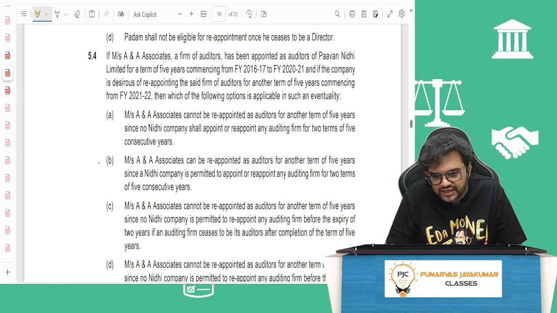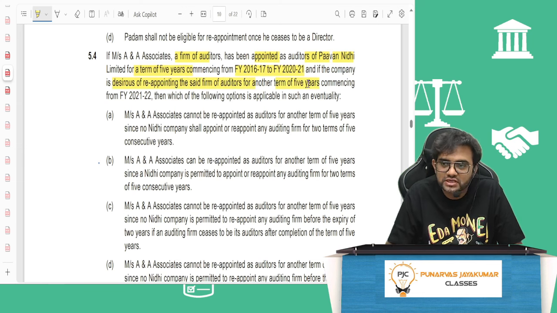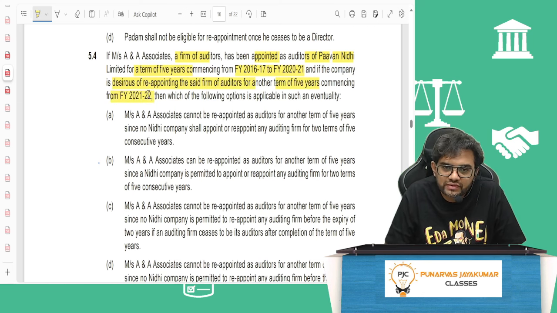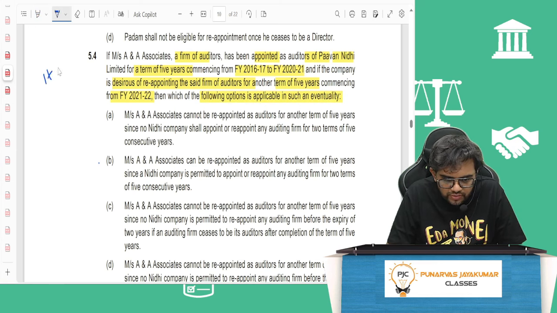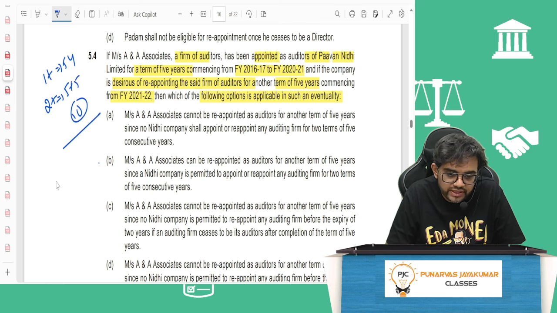If Messrs. A&A Associates, a firm of auditors, has been appointed as auditors of Pawan Nidhi Limited for a term of 5 years commencing from 16/7/2021, and if the company is desirous of appointing the said firm for another term of 5 years commencing from 21/22, which of the following options is applicable in such an eventuality? One term of 5 years they have already been appointed. Can they be appointed for 2 terms of 5 plus 5, overall 10 years? And after that, what is the cooling period? Is it as per Companies Act 5 years or is it something else?